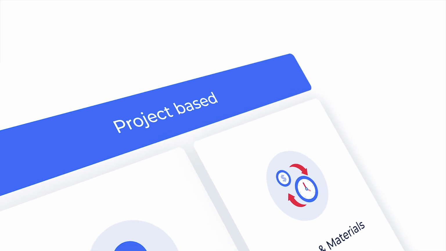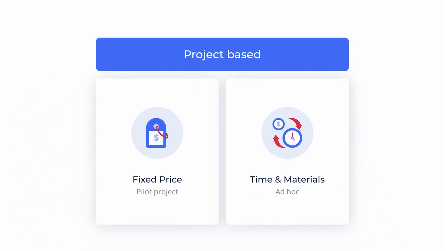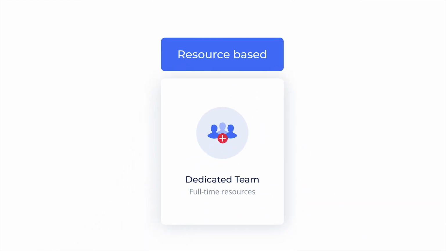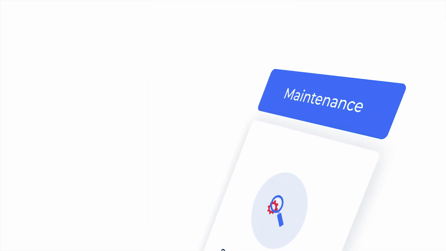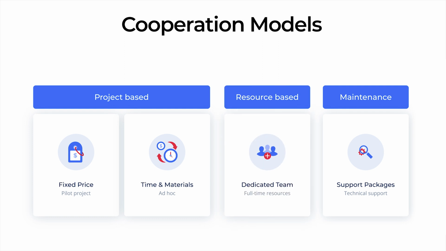Depending on project duration and the level of client involvement in the development process, it is reasonable to divide the cooperation models into three types. Project-based models, which include fixed price and time and materials, are the best choice for pilot or short-term projects. The resource-based model comprises dedicated team, which is a perfect fit for a long-term partnership, and support packages for ongoing technical support activities. Let us consider each of these cooperation models one by one.